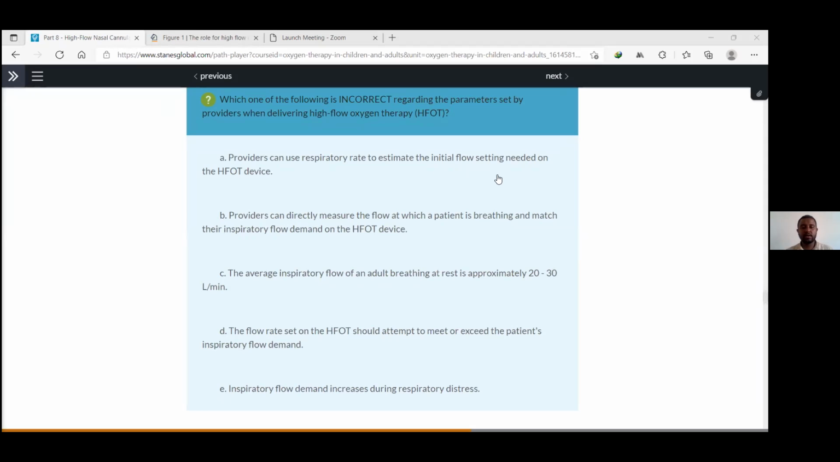Choice A, provider can use respiratory rate to estimate the initial flow setting needed on the high flow oxygen therapy. Choice B, provider can directly measure the flow at which the patient is breathing and match their respiratory flow demand on the high flow oxygen therapy device. Choice C, the average respiratory flow of the adult is 20 to 30 liters. And D, the flow rate set on high flow therapy should attempt to meet or exceed the patient's respiratory flow demand. And E, respiratory flow demand increases during respiratory distress. So on the poll, we have choice A, 20%. Two people also said C, and also D, 1%, and E, 1%.